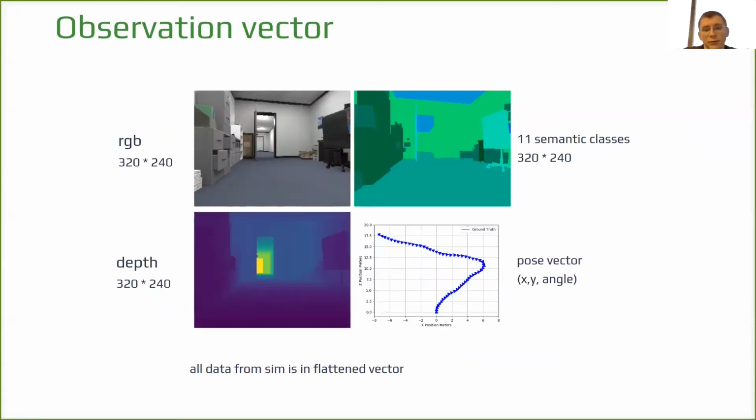The simulator TESICore provides an output of 3 images, 320 by 240 pixels, and a pose vector to the TESIGym environment. Images consist of color, semantic segmentation, and depth. The agent receives input data as a flattened vector.